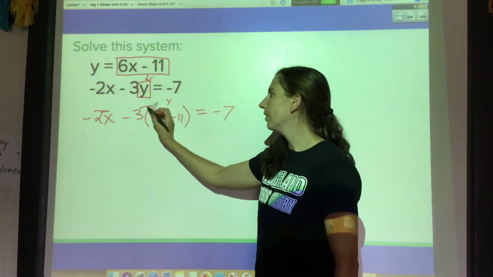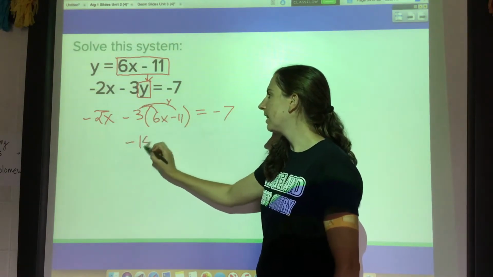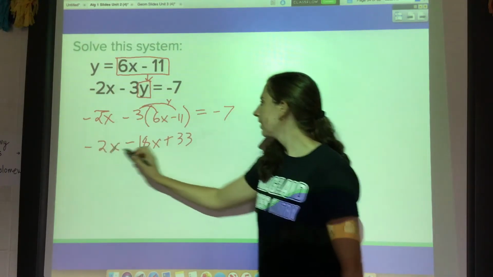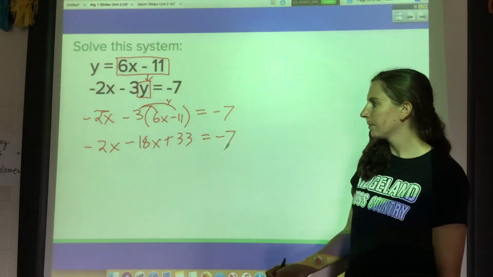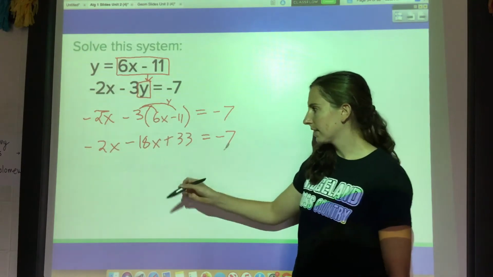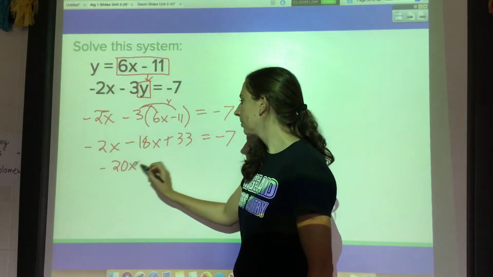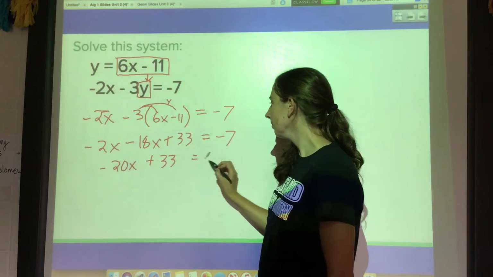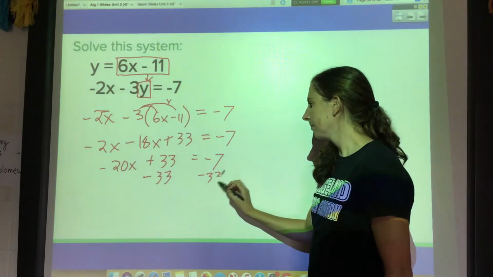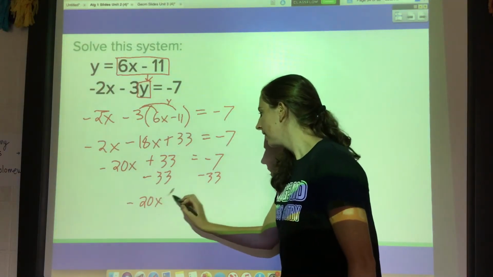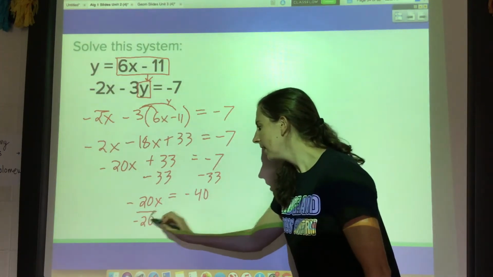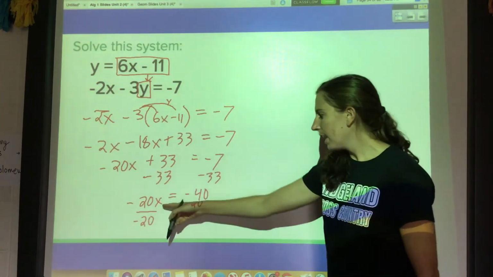So distribute the -3, so that's -18x plus 33. Still have -2x, and still equals -7. Now I have some like terms. -2x minus 18x is minus 20x. Then subtract 33. So -20x equals -40. Then divide by -20. And so x is 2.